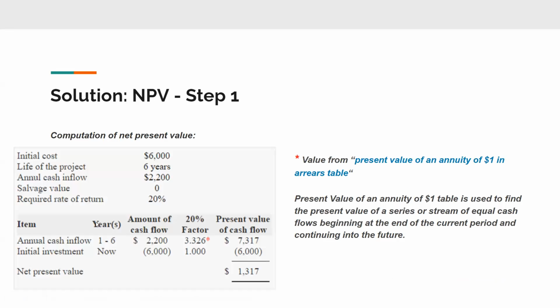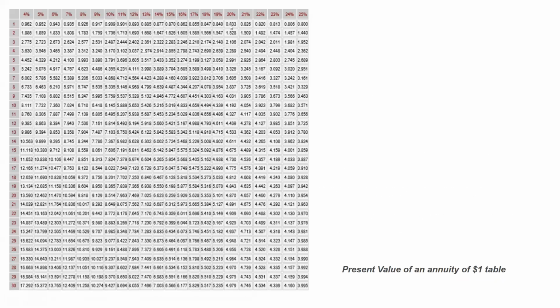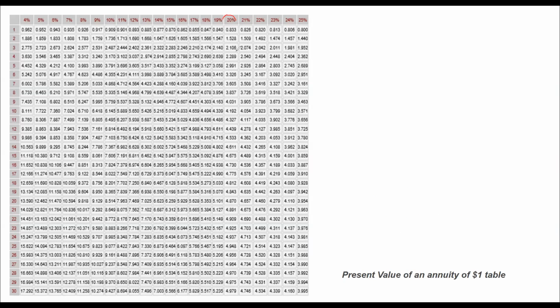Now, in the working, the annual cash flow from years 1 to 6 is $2,200. It's the same every year. The 20% discounting factor is going to be 3.326. Where are we getting this from? Well, if I go to 20% here, that's my 20%. And I look at year 6, you see that my discounting factor is 3.326. So that's the present value of $1 at a 20% rate of return 6 years from now. That's how you use the table.